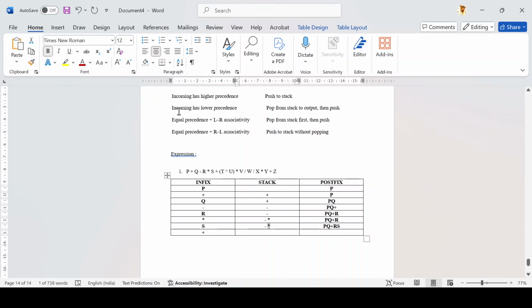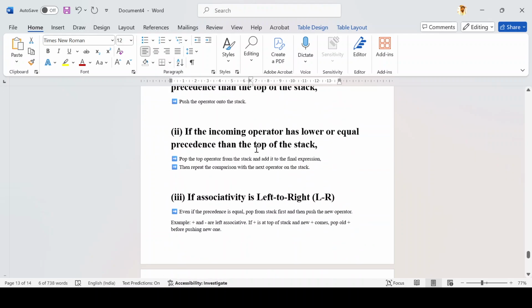So now what happens? If the incoming operator has lower precedence, then pop from stack to output, then push. You can see here, if the incoming operator has lower or equal precedence than the top of the stack, then pop the top operator from the stack and add it to the final expression. Then repeat the comparison with the next operator in the stack. We should repeat the comparison once again.